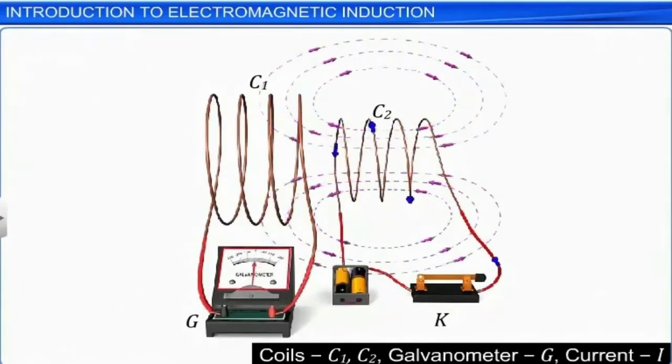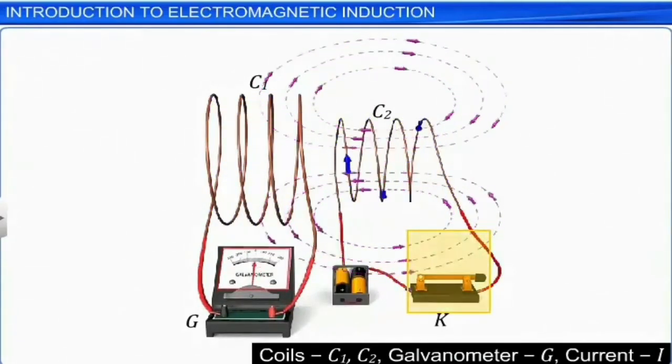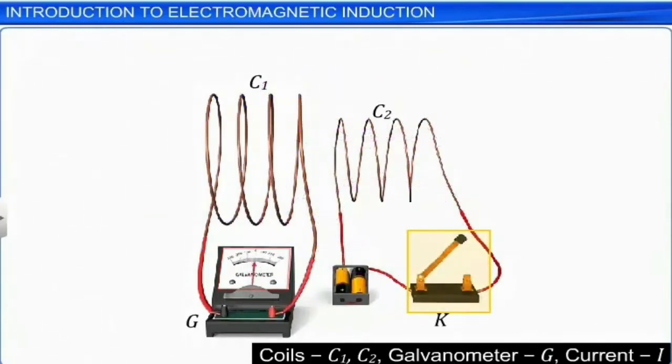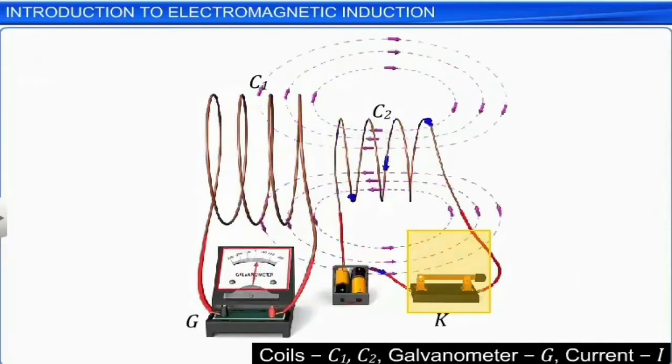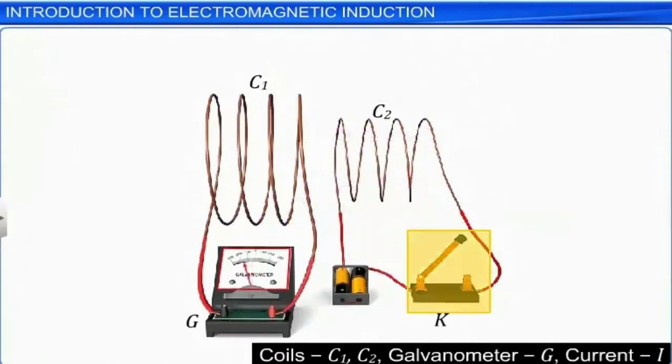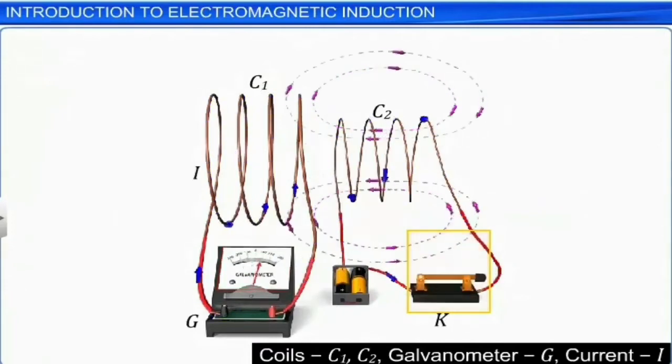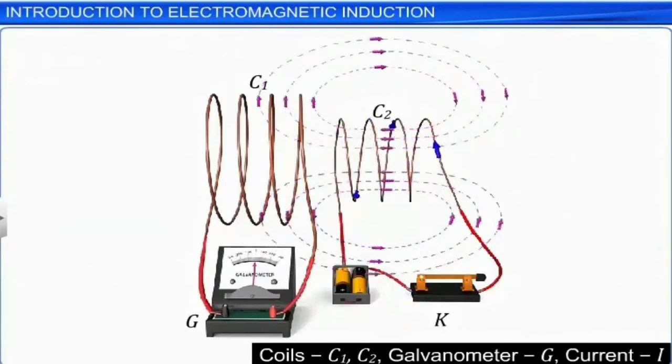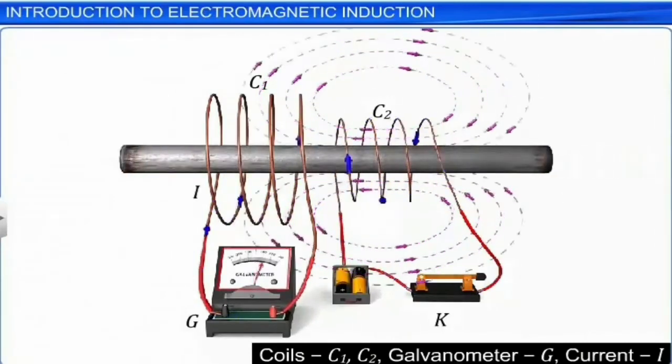In this experiment, there was no relative motion between C1 and C2. And what he could observe is the moment when the tap key is pressed or released, the galvanometer shows deflection. When the tap key is kept in pressed position, there was no deflection found in the galvanometer, only when it is pressed or released.